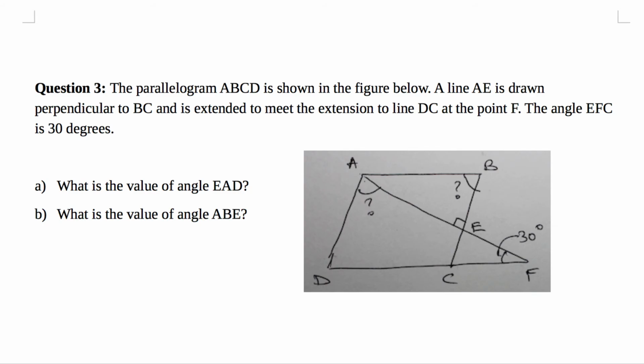Question. The parallelogram ABCD is shown in the figure below. A line AE is drawn perpendicular to BC and is extended to meet the extension of line DC at the point F. The angle EFC is 30 degrees. A. What is the value of angle EAD? B. What is the value of angle ABE?